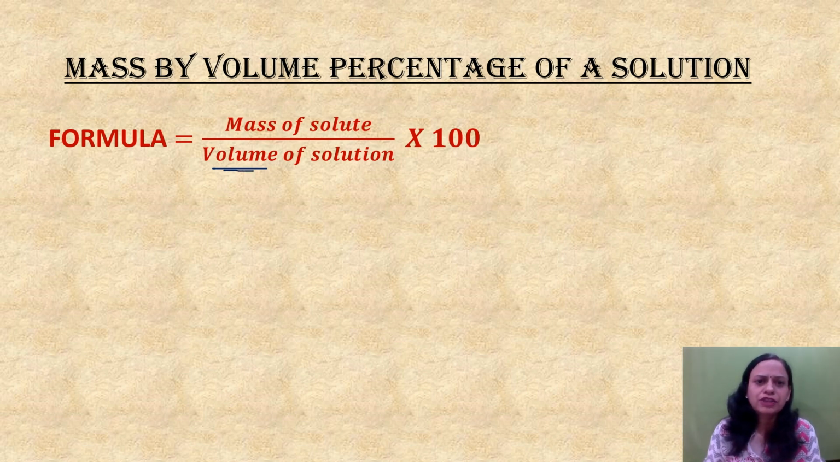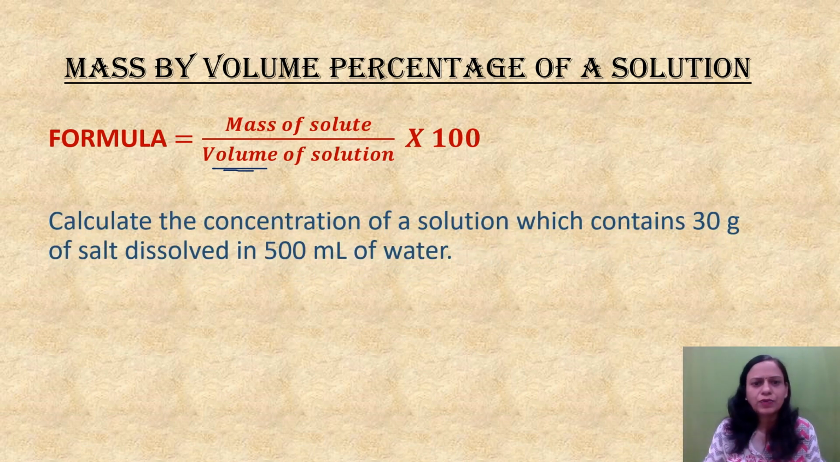So it becomes mass of solute upon volume of solution into 100. Let us have a look at a question here. Calculate the concentration of a solution which contains 30 grams of salt. So now you can see what is given to us, 30 grams of salt dissolved in 500 milliliters of water, right? So which will be the solute here? Salt, because it is present in a lesser quantity, and water will be the solvent here.